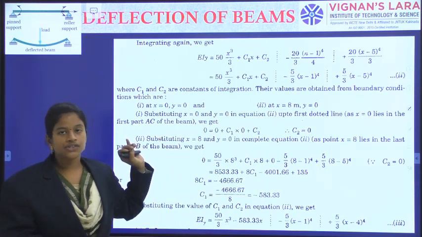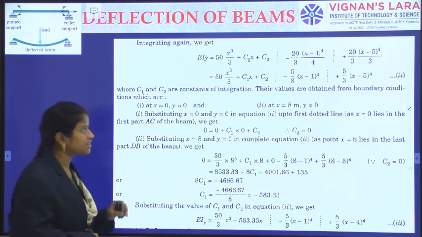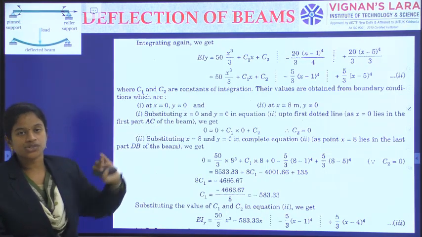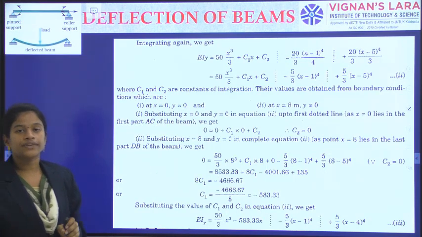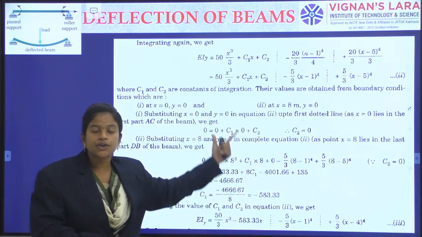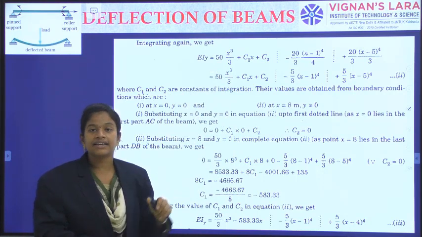So, x is equal to 0 and y is equal to 0 indication. Going with the main equation up to the first dotted line and substitution will give the main answer of the integration constant, which is C2. And then substituting C2 back in the main equation and taking the next boundary condition.